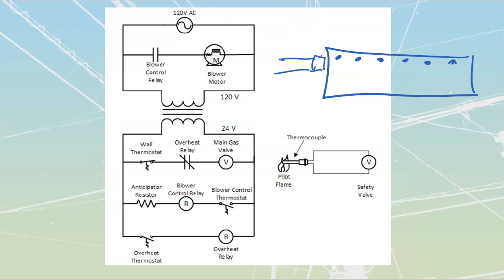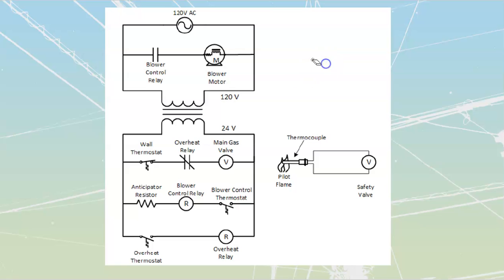Okay, let's talk about the rest of this now. Now that we have covered the safety aspect of it, we see that we have 120 volts brought into our furnace, and that 120 volts is placed in line with a blower motor with a control relay. We also step down from that 120 volts to 24 volts, and that 24 volts is going to go through 3 separate rungs that we have over here.